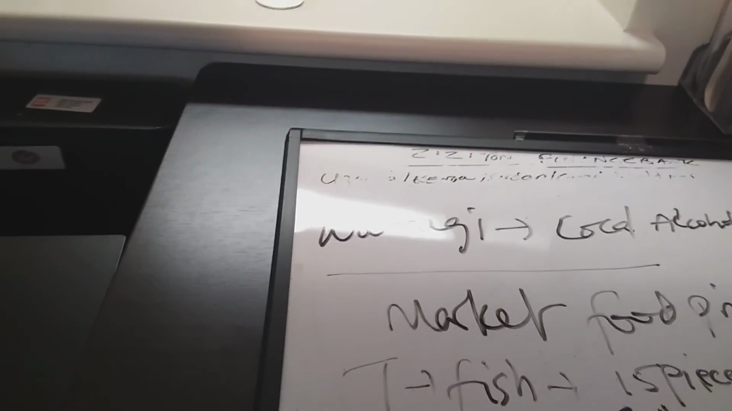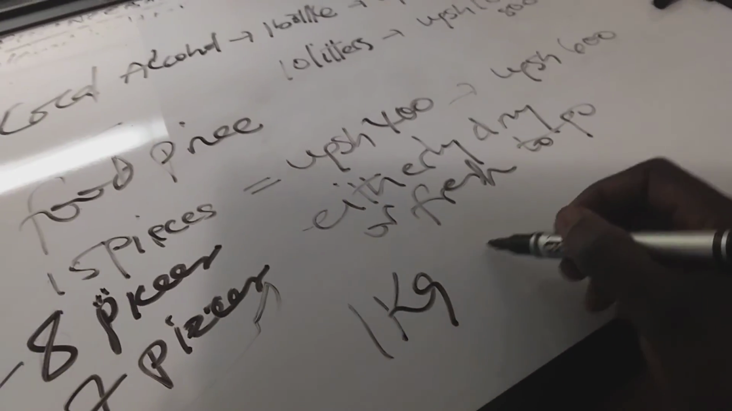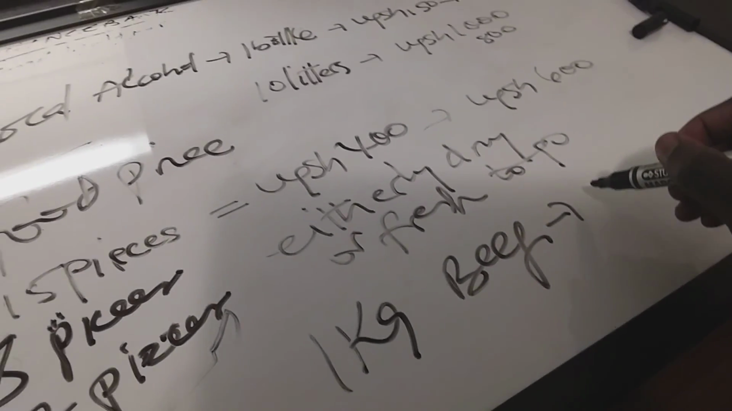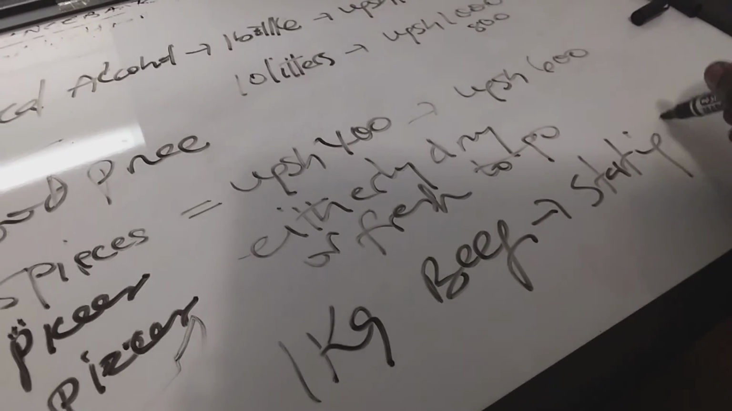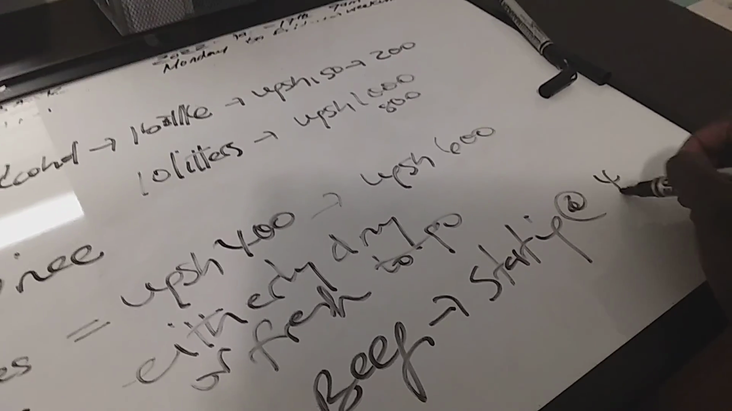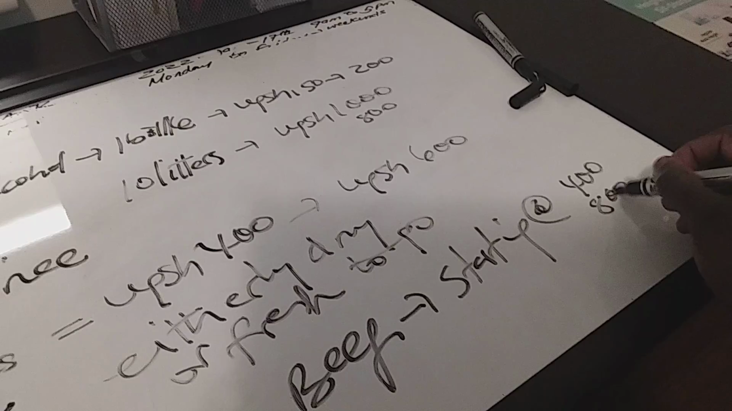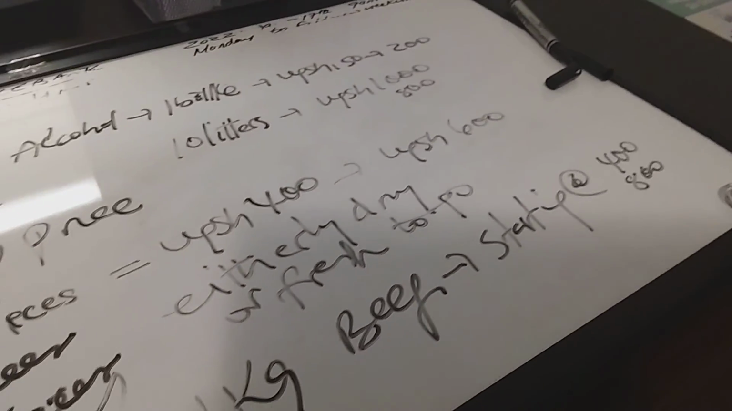If it's a kilogram, as I said, 1 kilogram of beef, that is roughly starting at 400, 400 to 800. That is that much there.